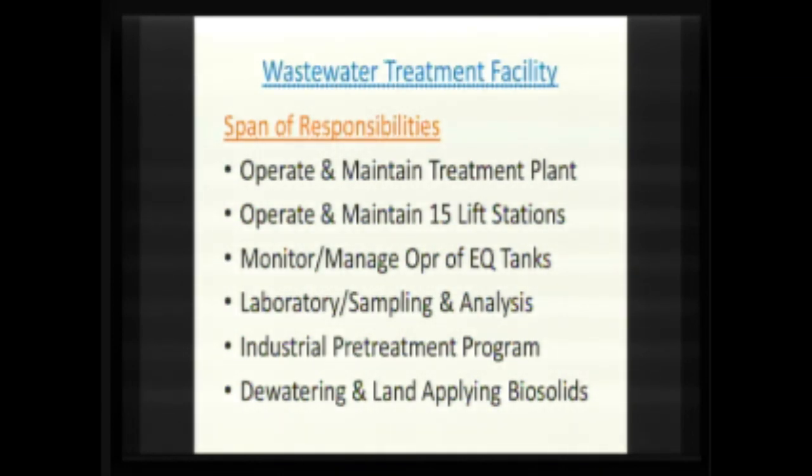We monitor and manage the operation of the equalization tanks, which are on the Hawkeye system. We have a laboratory. We do sampling within the facility, and we also do sampling out on the collection system in dealing with some of our industries. We do the industrial pretreatment program, which is a federally required program. And we also handle the processed solids, the byproduct of wastewater treatment. We dewater those solids and we land apply them, and they're commonly referred to nowadays as biosolids. Next slide.